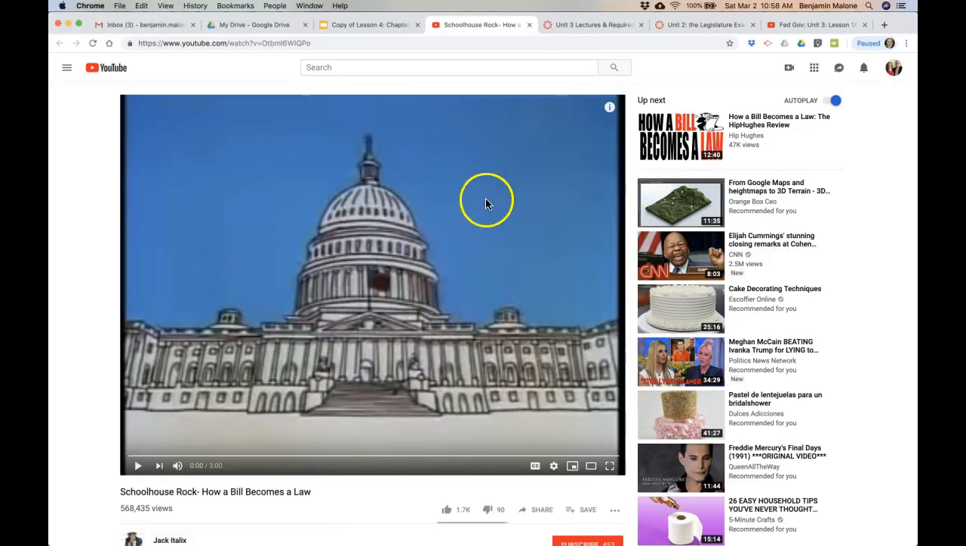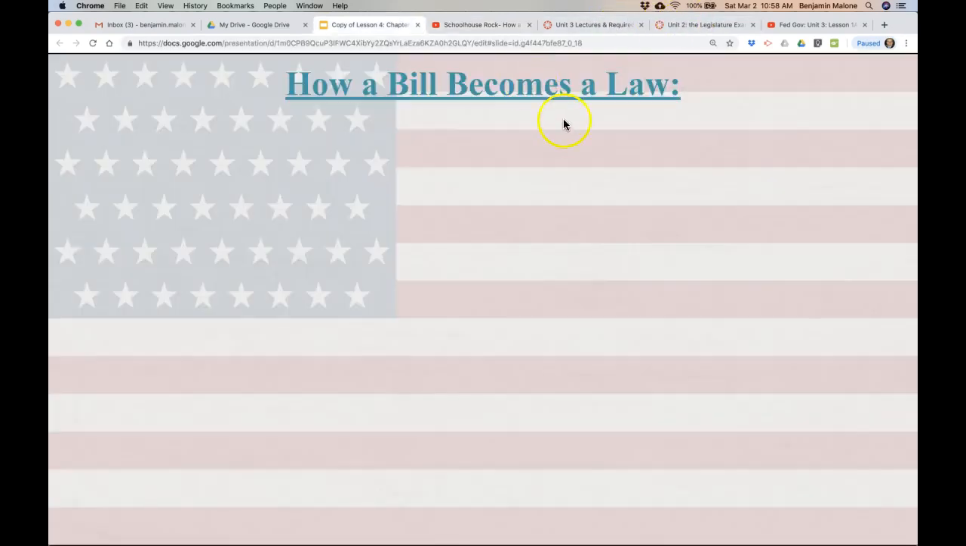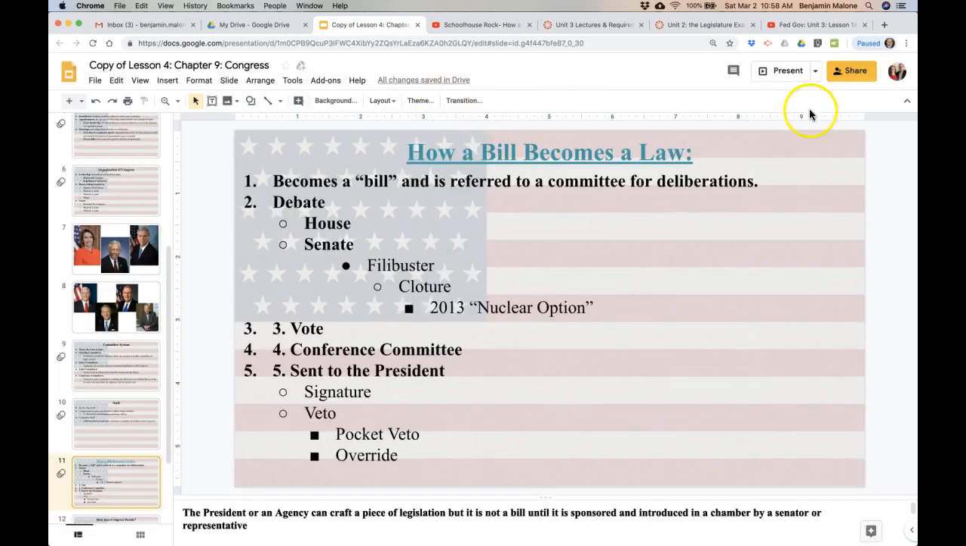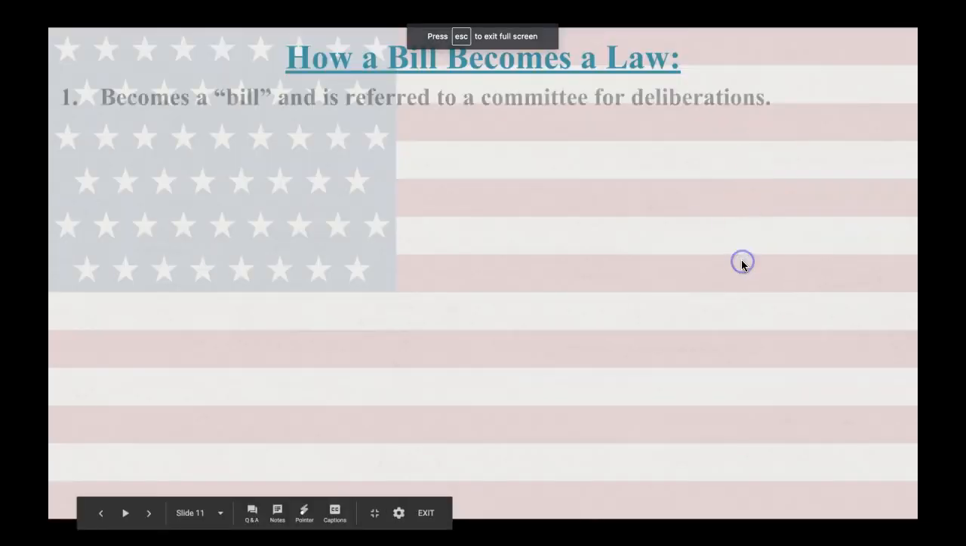So just a little Schoolhouse Rock for you to kind of boil down the process. How a bill becomes a law. Let's talk about it in more academic terms.